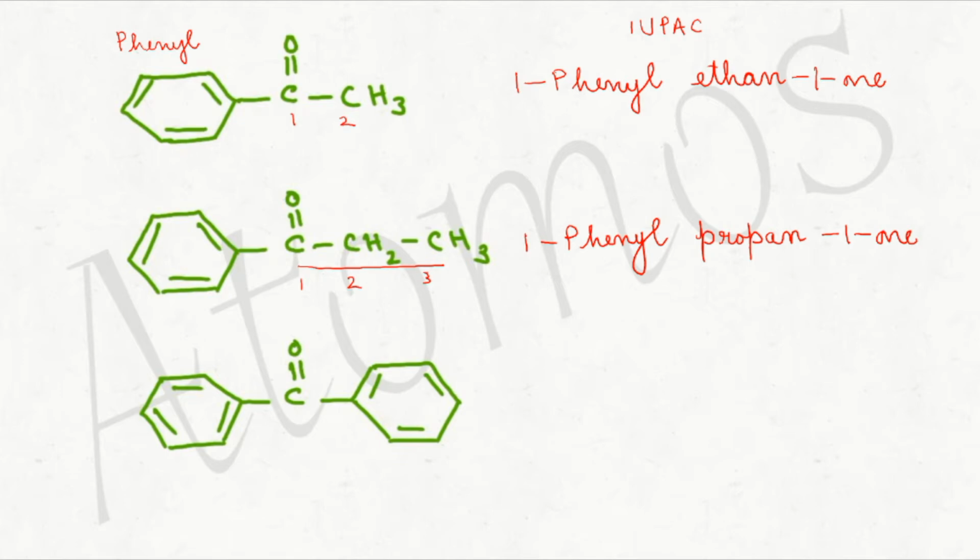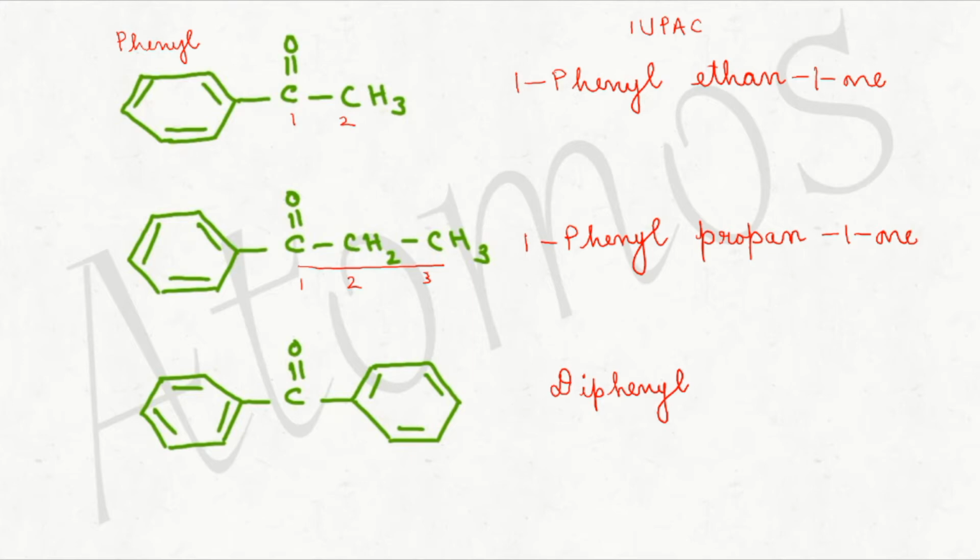Now, see this compound. One keto group is present and the other two are benzene rings. So in this case, both these benzene rings should be considered as substituents only. We will have to tell the name of the substituent first. As 2 phenyl groups are there, we are writing it as diphenyl.